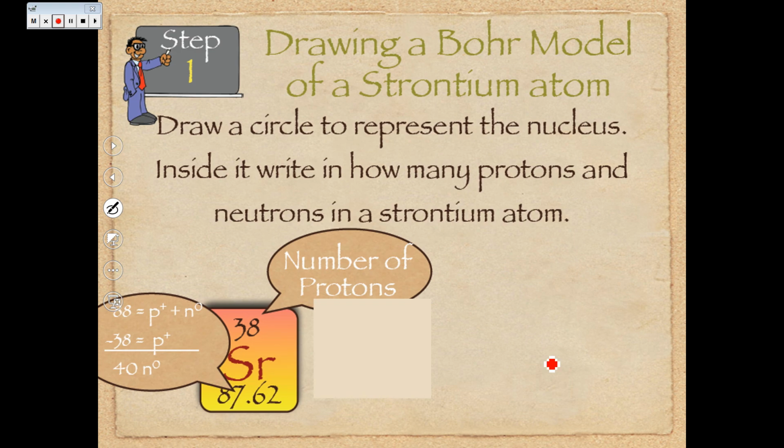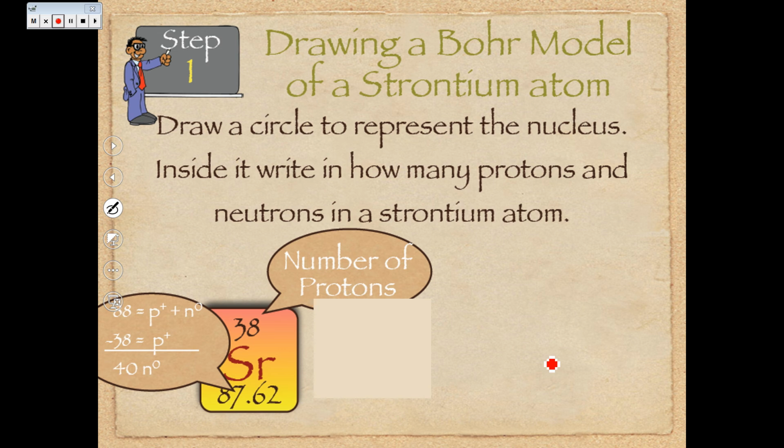So now that you know how an element's position on the periodic table can tell you the number of energy levels and valence electrons, we are now ready to learn how to draw the Bohr models of these atoms. So in step 1, what a Bohr model shows is the nucleus of an atom, the energy levels of the atom, and where each electron is placed in those energy levels.